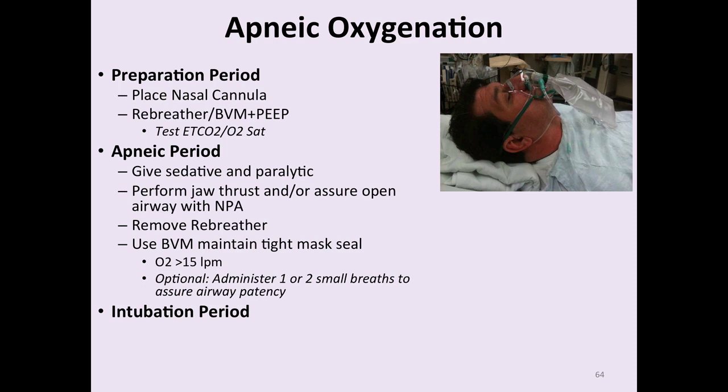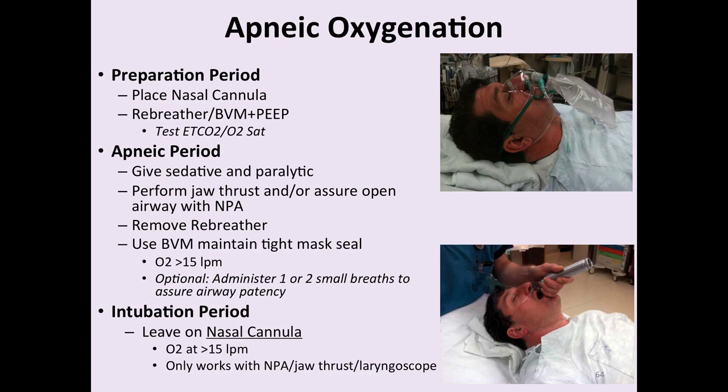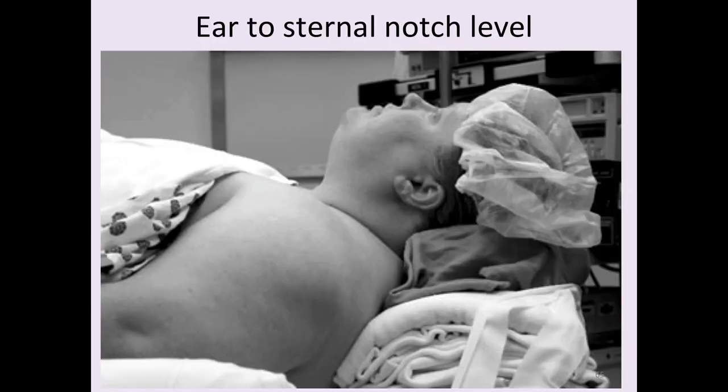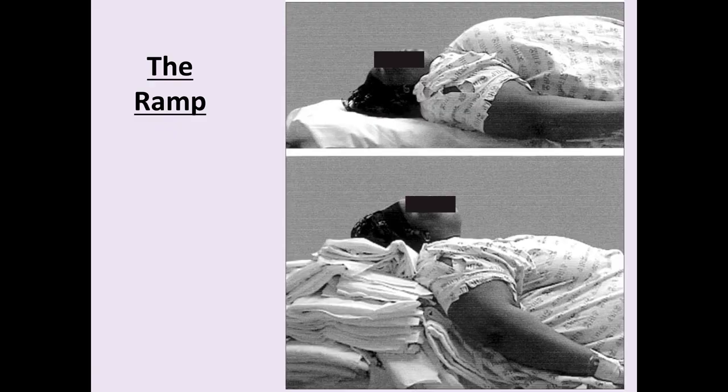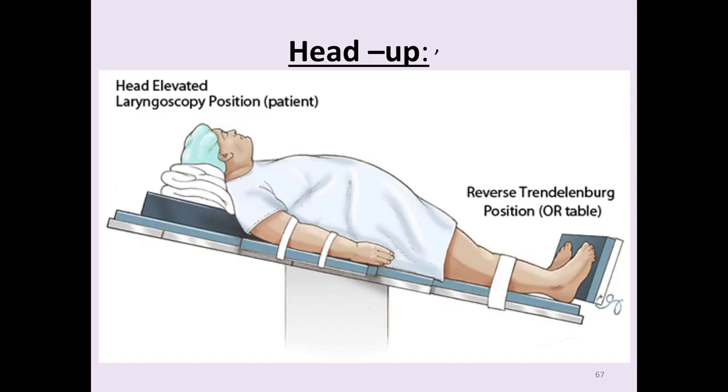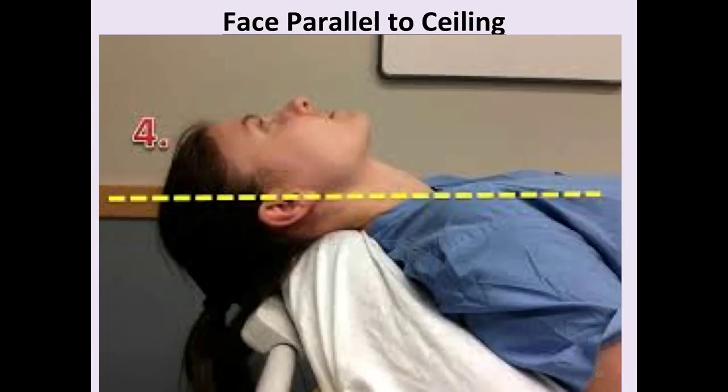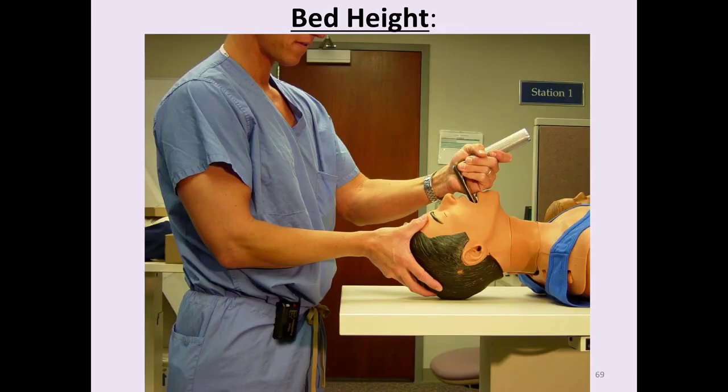And then during the intubation period, we're not taking off the nasal cannula. We're leaving it on and making sure that we have some way to keep an open airway. We're positioning them correctly. We've gone over that before. We have to ramp them if needed. Remember, ear to sternal notch level, no matter how obese they are. If for some reason we can't ramp them up, we can move the whole bed, so our face is parallel to the ceiling and our bed is at the correct height, at about the xiphoid.